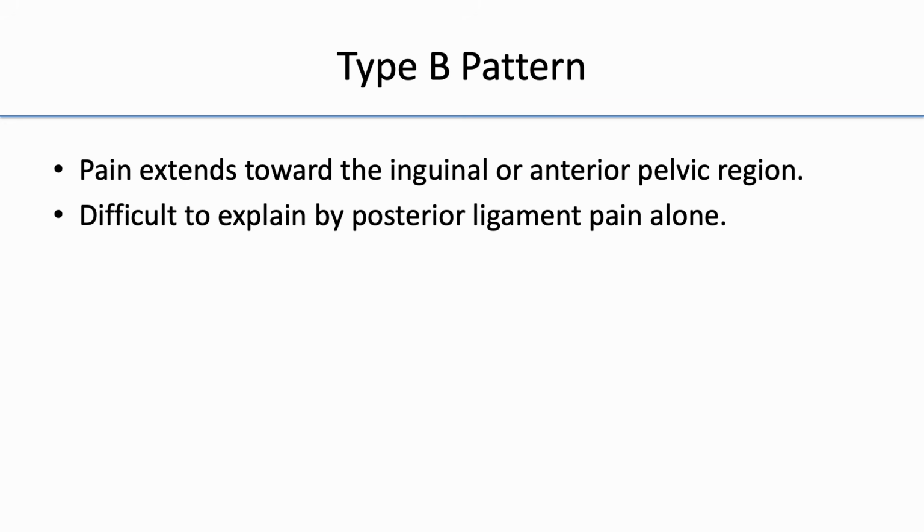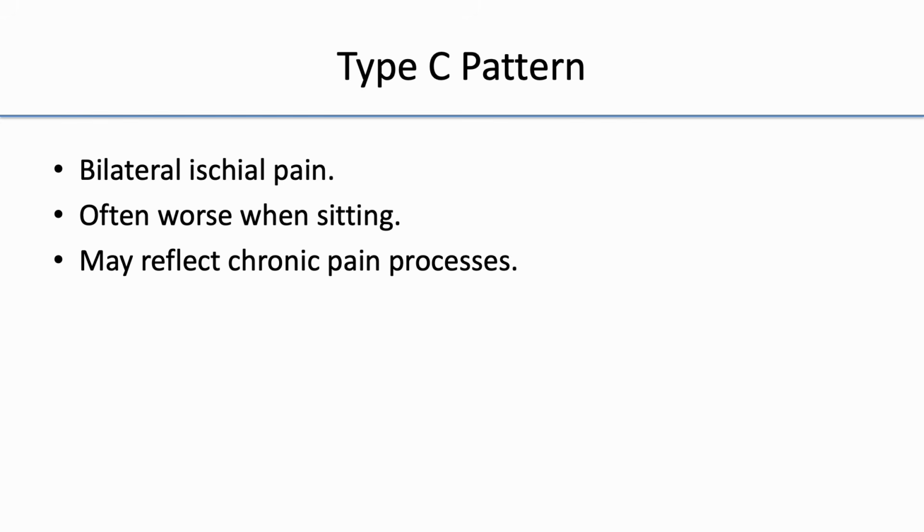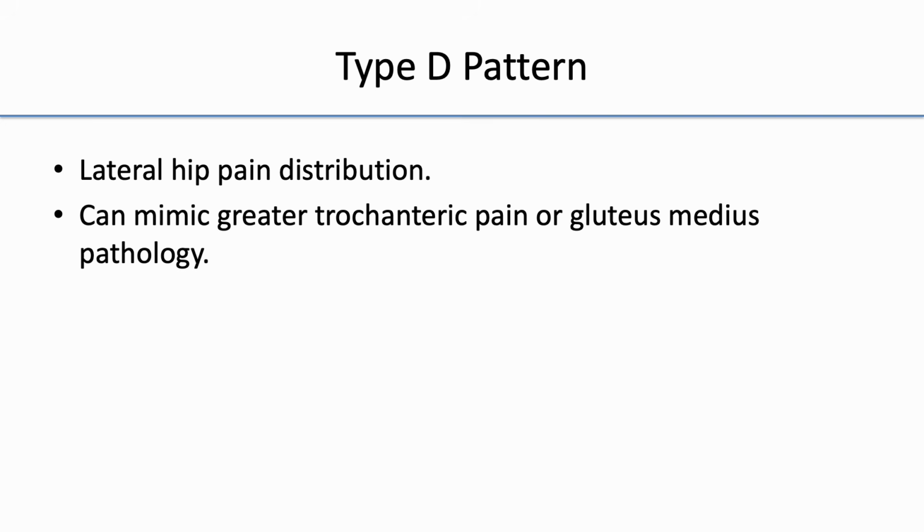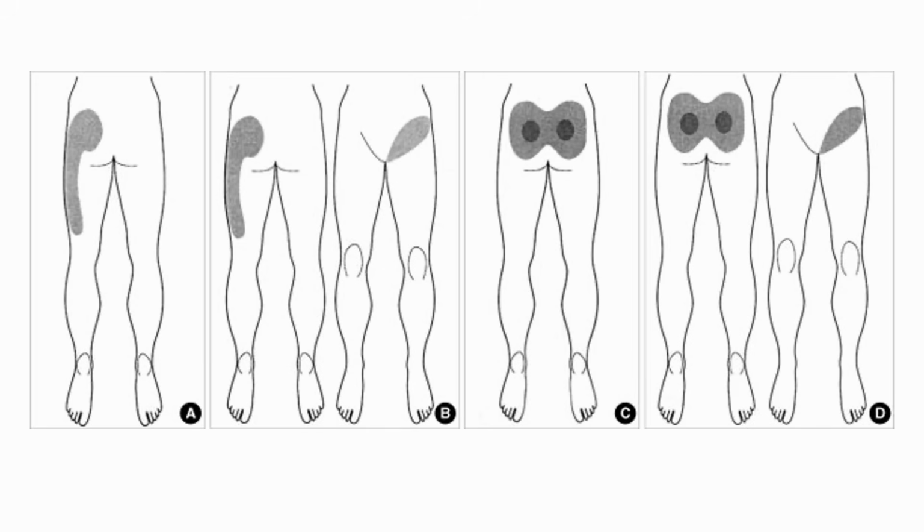Type B shows a pattern extending more anteriorly, including the inguinal or anterior pelvic region. This pattern is harder to understand if we consider only posterior ligament pain. Type C represents the bilateral ischial pattern, in which patients describe pain over both ischial regions, often particularly when sitting. Type D is the lateral hip pattern, which can easily be mistaken for greater trochanteric pain or gluteus medius related symptoms. Now, rather than simply describing these patterns, we can try to interpret them through the concept of pain generators.